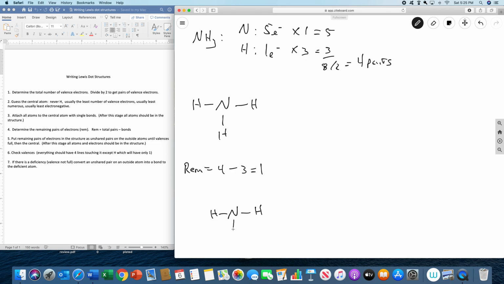So now the question is, where do I put that 1 pair? Step 5 says we put it on the outside atoms until they're filled. Well, in this case, the outside atoms are filled. Hydrogen will never have more than 1 line touching it. So then we go to the central. All right, so we're going to put an unshared pair of electrons right there on the nitrogen. Okay, now we have all 4 lines in the structure. Everything's in the structure. So now we're going to count. Hydrogen has 1 line touching it, 1 line touching it, 1 line touching it. The nitrogen has 1, 2, 3, 4. So that would be the Lewis dot structure of ammonia.